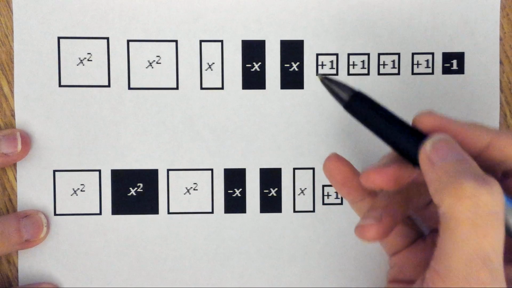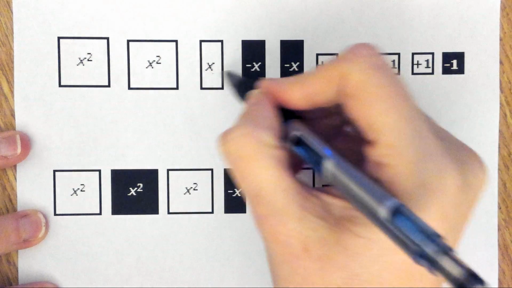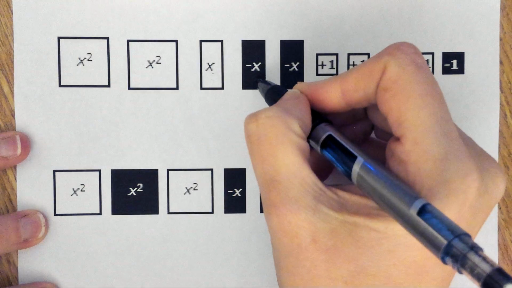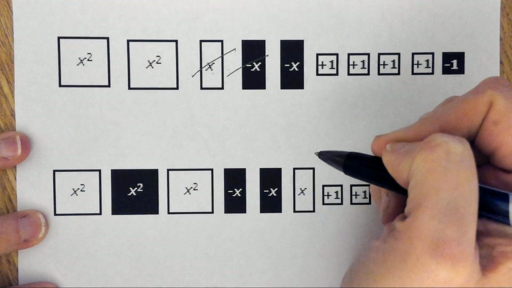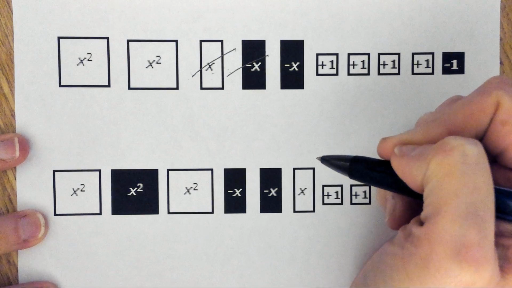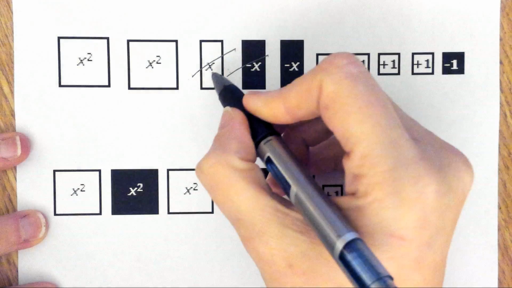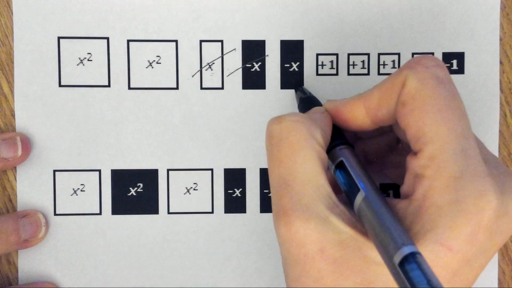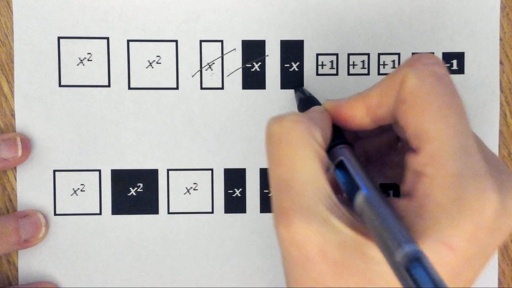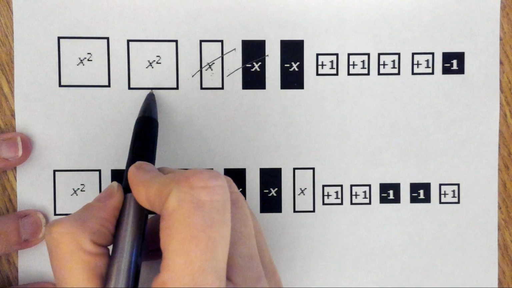So in this case, if I look here, I have an x and a negative x, and when I put x and negative x together, they make zero. So like if I have $1 and I spend $1, I don't have any dollars anymore. I've got no dollars. So we're going to cancel out those zero pairs. So I have this x and this negative x. I don't have any more x's to cancel this negative x out with. I didn't have any negatives to cancel out these x squareds with.